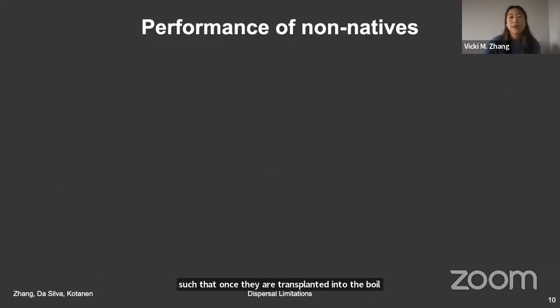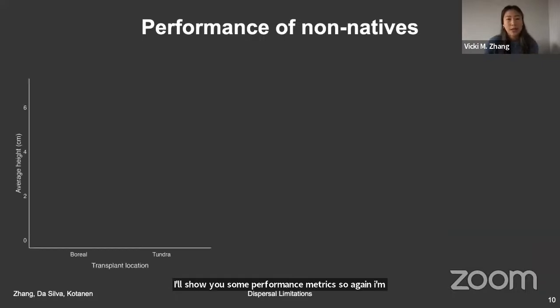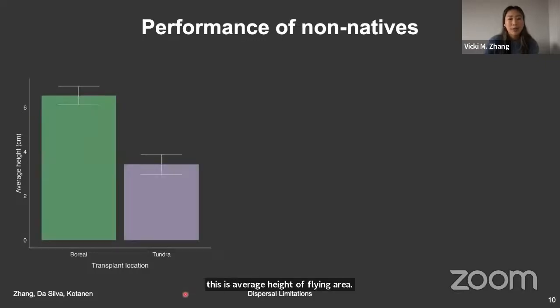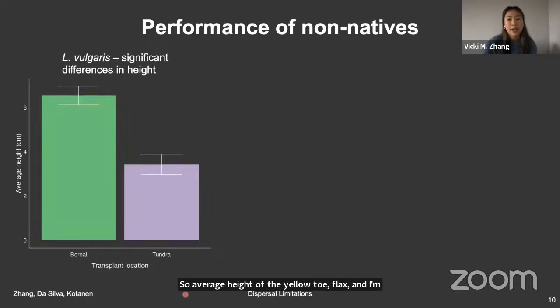Next, I'll show you some performance metrics. Again, I'm going to start with one species at a time. Along the x-axis, I have the transplant location, boreal and tundra, and along the y-axis, I have the average height. This is the average height of Linaria, the yellow toadflax. You can see that there is a significant difference in height, such that Linaria transplanted into the boreal forest were much bigger and grew taller compared to the tundra.